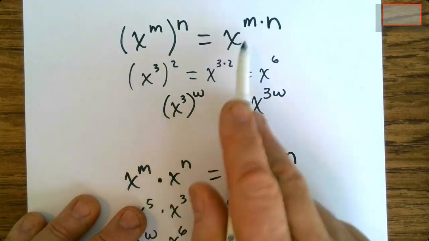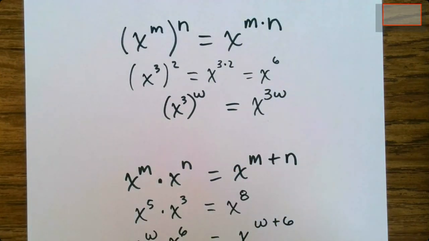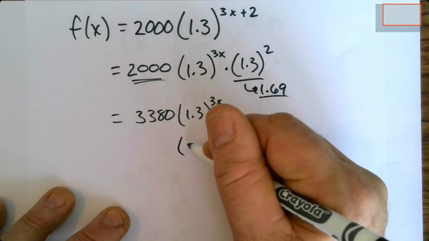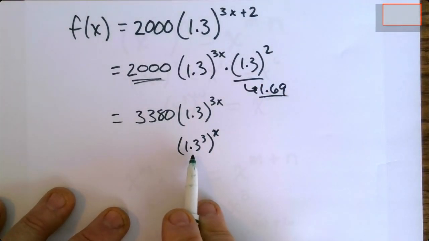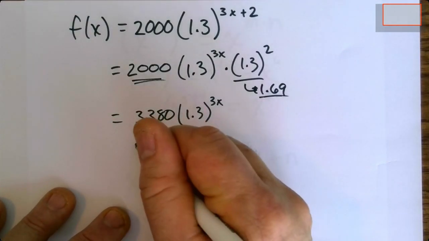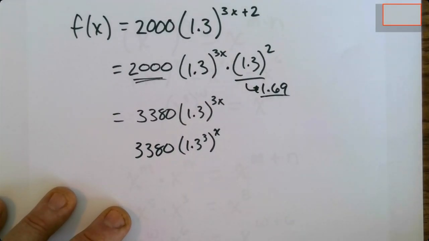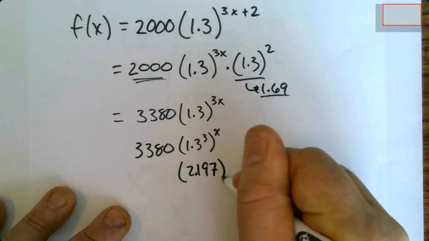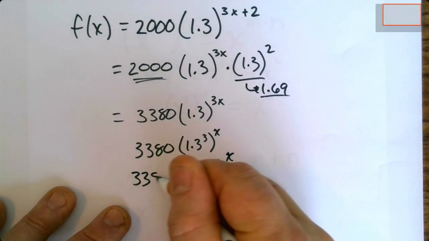I have here 1.3 to the power of 3 times x. I know that I can take that 1.3 to the power of 3x and rewrite this as 1.3 to the third, and then that gets raised to the x. So 1.3 to the third to the x power, and then this is still 3,380. Well, this 1.3 to the third power is just a number, so I'm going to evaluate that. 1.3 to the third power, and I get 2.197. That's what this is to the x power, and this is 3,380.